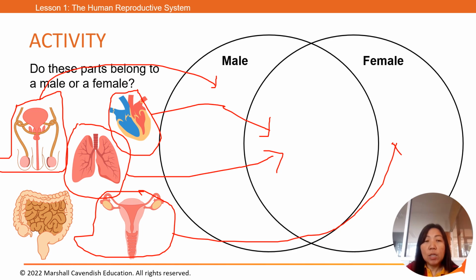Okay, and the last one, this one is what we call the intestines. Intestine, yeah, that is one of our digestive system organs. Of course, it is useful for both male and female. Without the digestive system, we cannot absorb food. That's why the intestine should be for both, male and female. So these are the parts where you put the pictures.